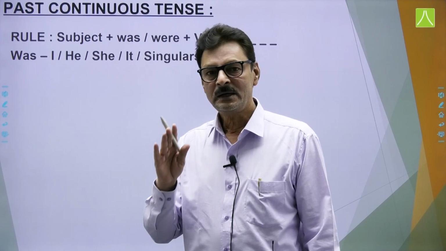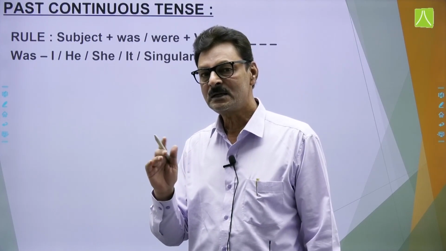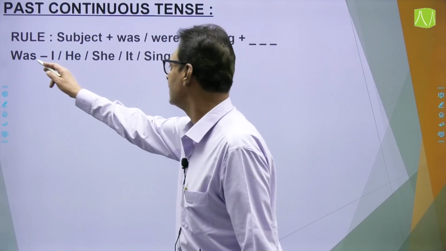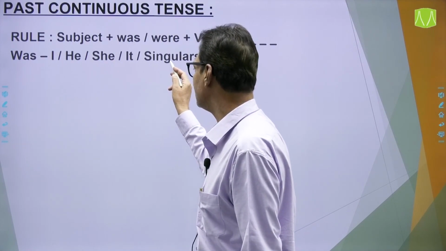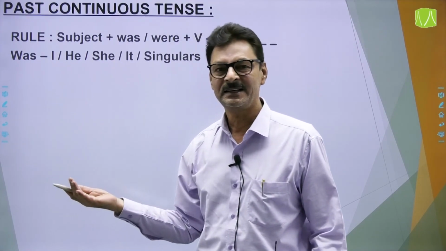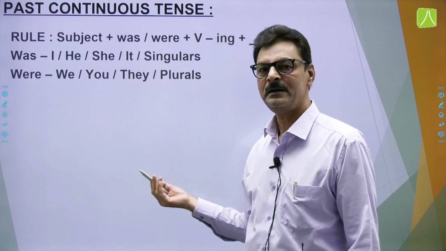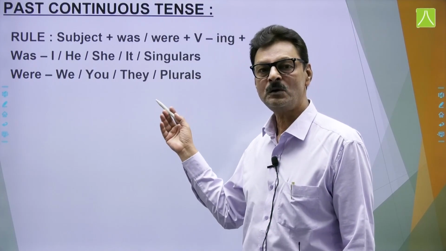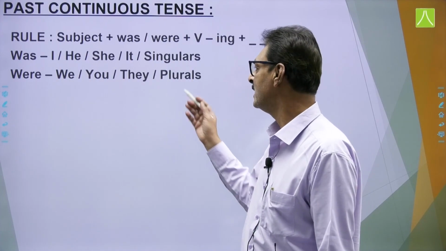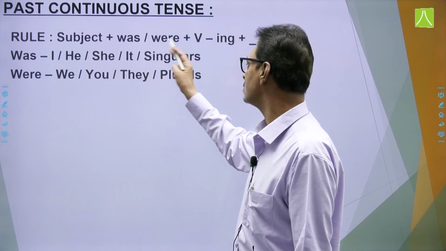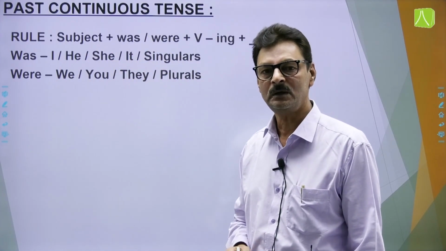Suppose you get confused, I have told you in the earlier class also, was goes with singular: singular s, singular s. So if the subject is singular, the s goes with it. And what will go with we, you, they and plurals? Were. So this is how the helping verbs have to be used. And the construction is subject plus was/were plus the ing form of the verb.